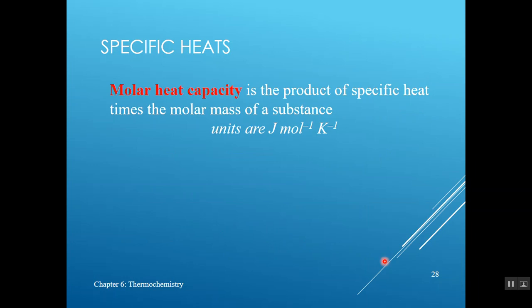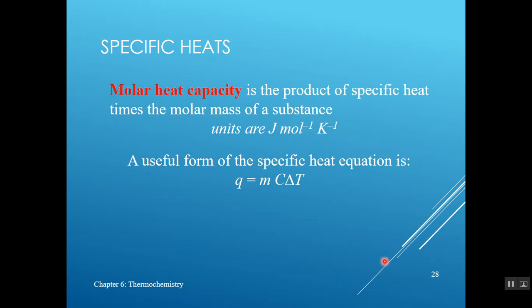Okay, and honestly, you won't be using this. I'll just mention this: the molar heat capacity, which is basically the same thing as heat capacity, except on a molar basis. It is the product of the specific heat times the molar mass of a substance, and that's it. Now, the useful form of the equation for specific heat is Q is equal to M times C times delta T. And I'm just seeing here that this C should be a lowercase c. So please make a note of that. So this should be Q is equal to M times lowercase c times delta T.